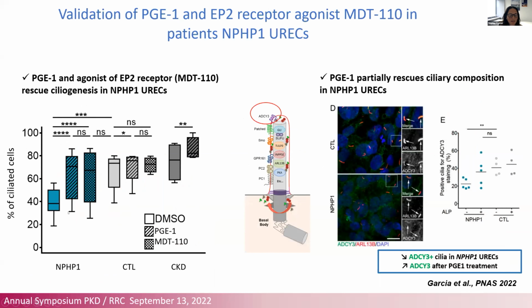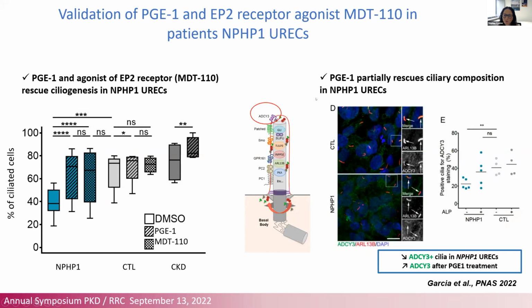So we continued our exploration with an EP2 agonist and PG1. We explored more patients with NPHP1, and we see that both PG1 and the agonist of EP2 were able to significantly and very nicely restore ciliogenesis in these cells. Most probably this activation was through adenylate cyclase activation, cyclic AMP and PKA.